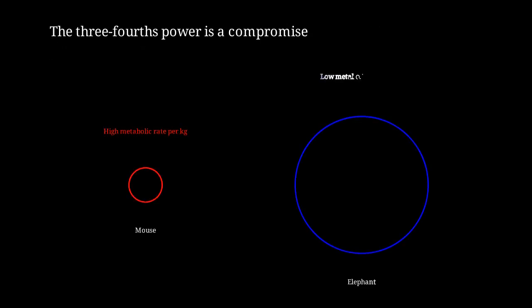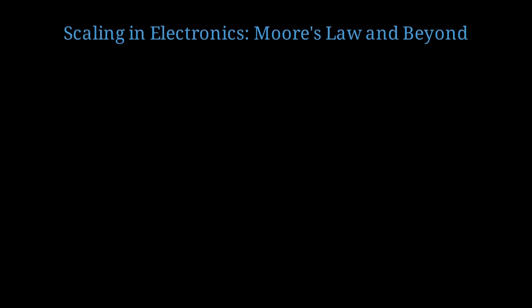A mouse has a much higher metabolic rate per kilogram than an elephant. The mouse must eat proportionally more food relative to its body weight to maintain its body temperature. Let's shift to electronics and semiconductor physics, where scaling laws have driven decades of technological progress.